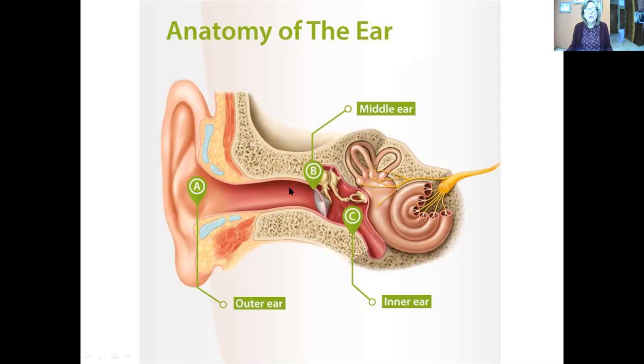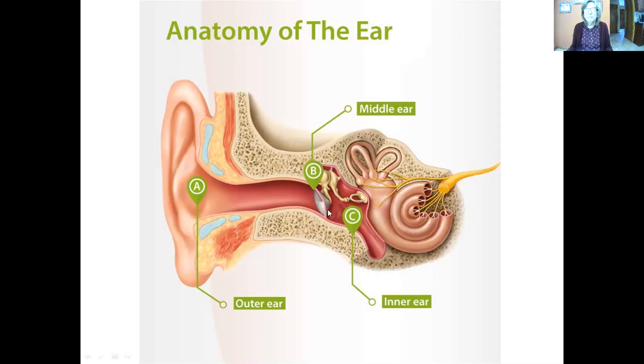All right, the sounds go through the canal to the next part of the ear, which is called the middle ear. That makes sense. Outer ear, middle ear. And in the middle ear, you find the eardrum. Oh my goodness, this thing is called the eardrum. When the sound hits, the eardrum moves.